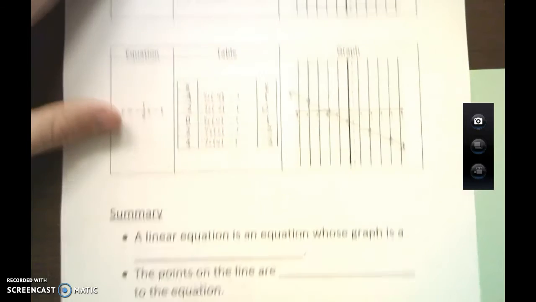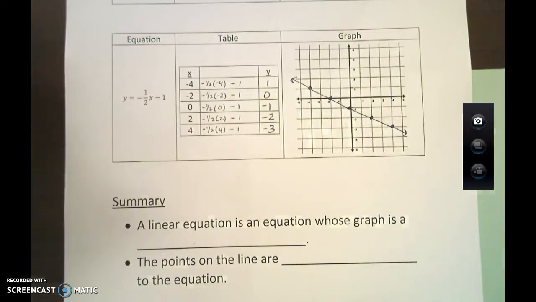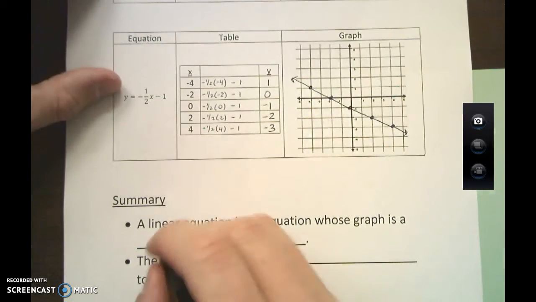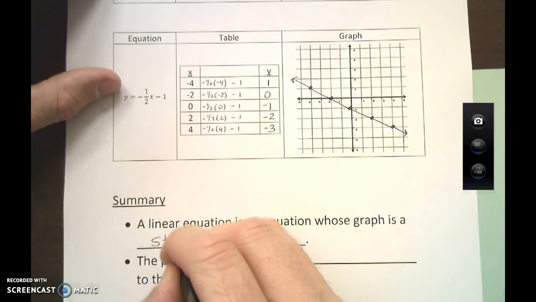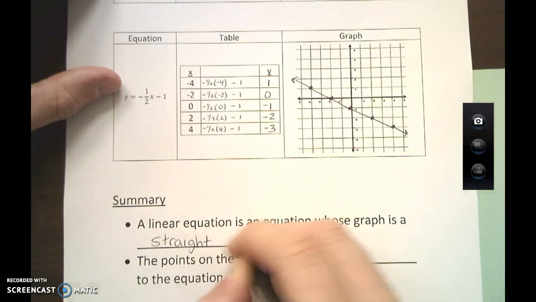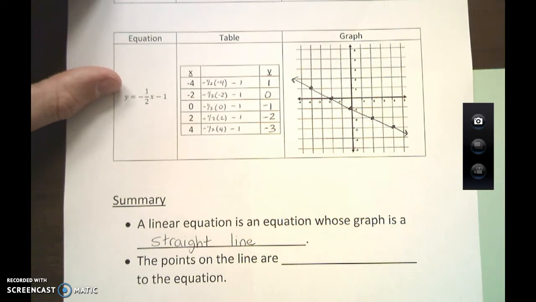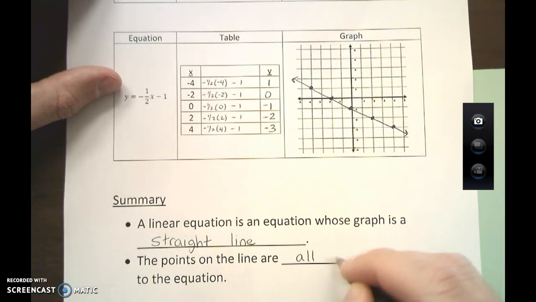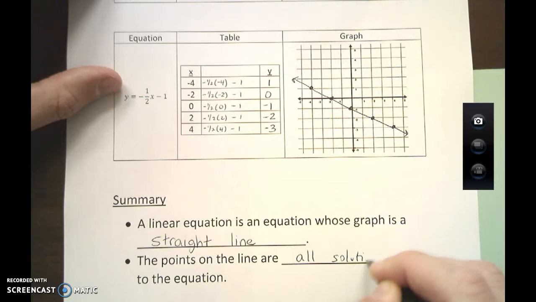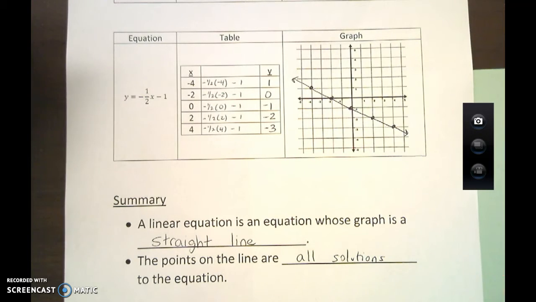So in summary, a linear equation is an equation whose graph is a straight line. So when you graph it, you should get a nice straight line. And then those points on the line are all solutions to the equations. So those points make the equations true. And that's graphing equations. So we'll continue practicing this and finding other information out like slope, y-intercept, and other parts of the graph that we can interpret.